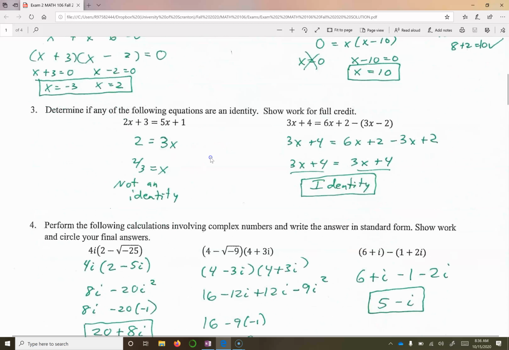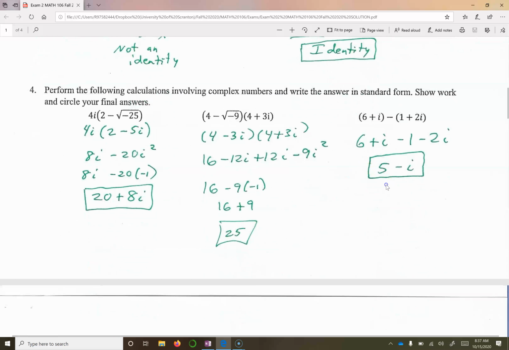Number 3, everyone did this mostly well. Just identify which ones were identities. First one's not an identity because it only has one solution. An identity, remember, has a domain of all possible x values. So you could plug any x value into this equation and get a result that's true. So the second one is an identity.